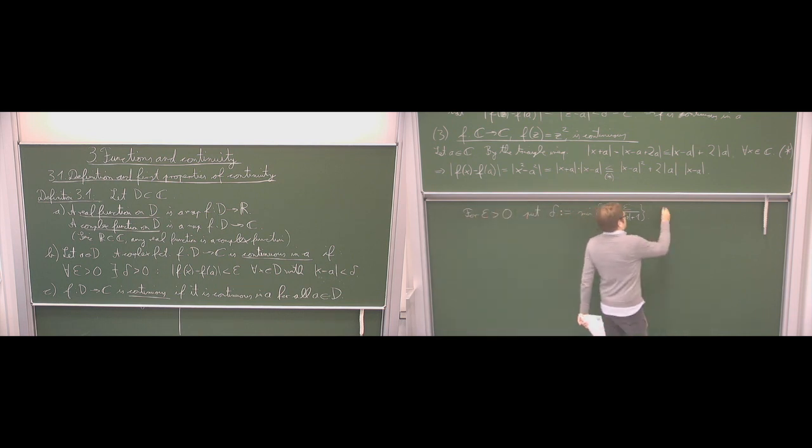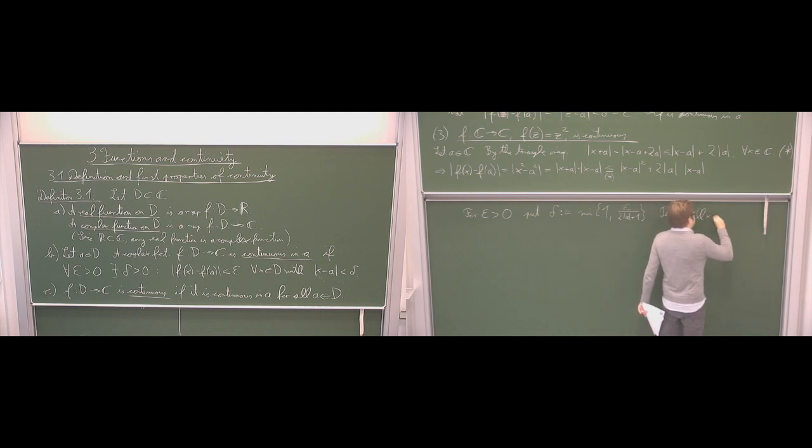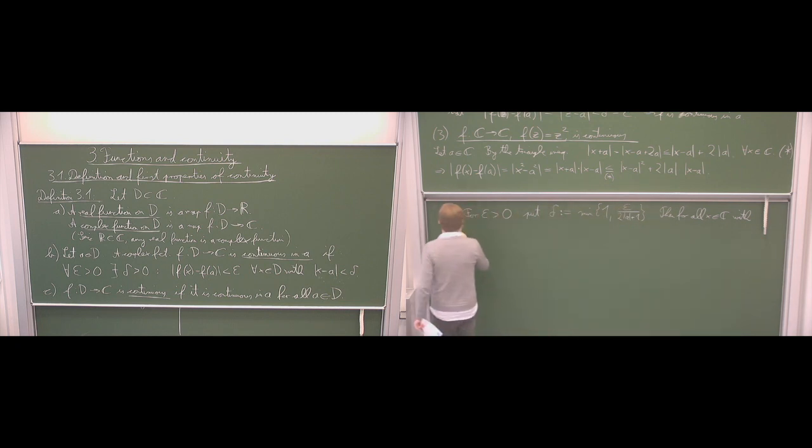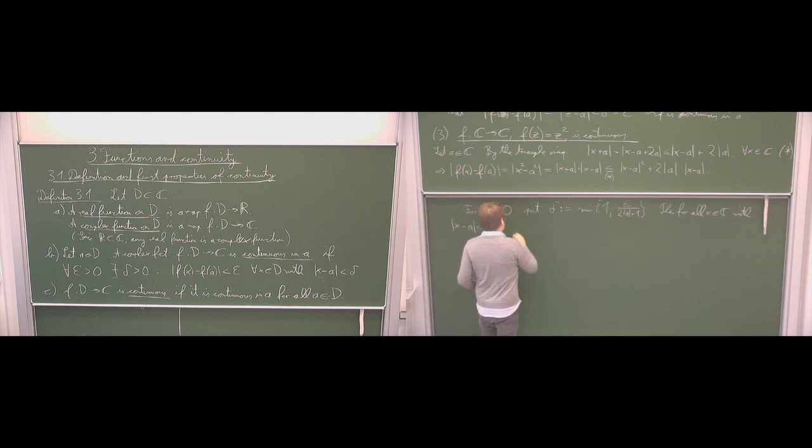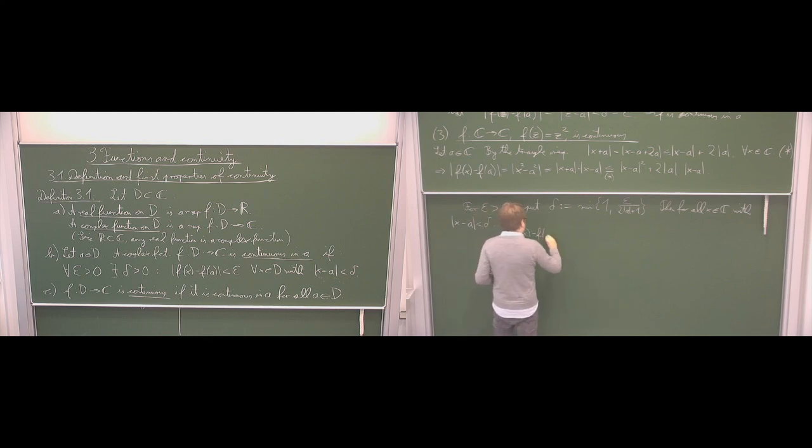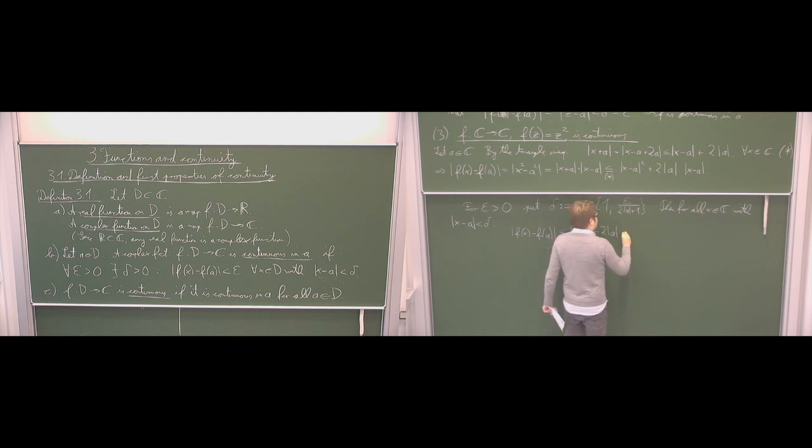So if we have this, then for all x in C such that the difference to a is smaller than delta, so the absolute value of x minus a is smaller than delta, we get the following. We get that f of x minus f of a is smaller than or equal to, let's do this again, the absolute value of x minus a squared plus 2 times the absolute value of a times the absolute value of x minus a.